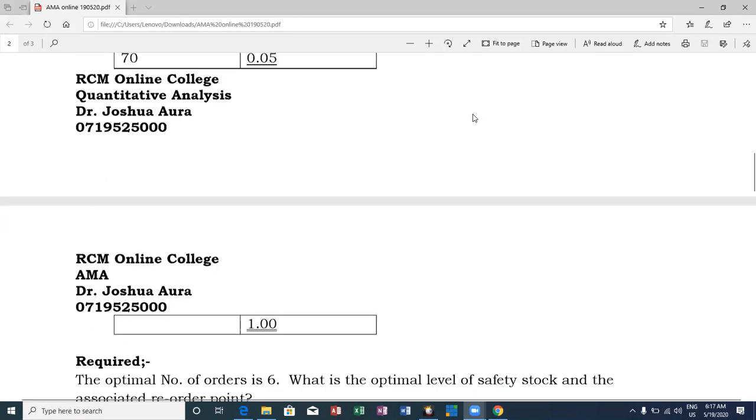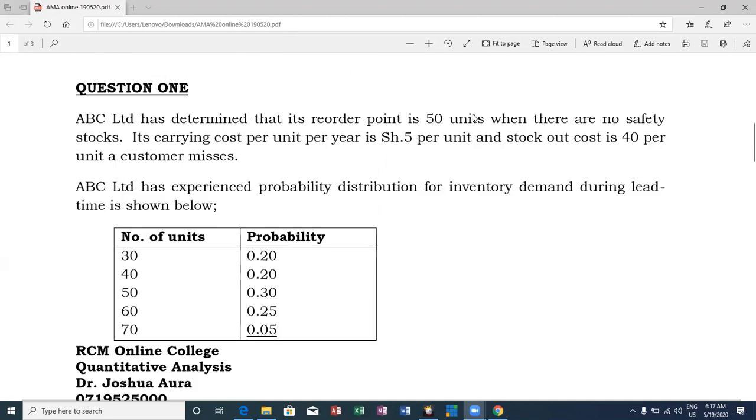Now, ladies and gentlemen, this is quite a simple thing that I'll be able to do in 3 minutes. What I need, number one, is what we call the current reorder point, i.e., the reorder point without safety stocks, because you have to begin from the bench without any safety stock.